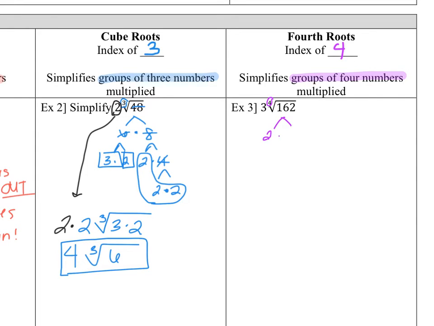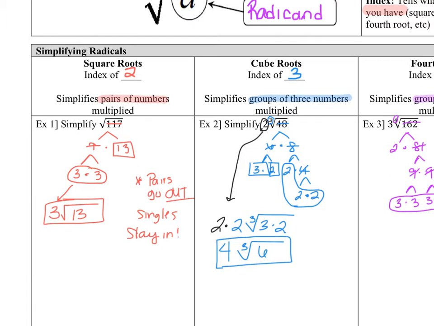Now, I went and divided it by 2 because I knew it was even. So 2 times 81 gives me 162. Then 2 is prime, but 81 I can break down into 9 times 9. Both 9s I can break down into 3 times 3. Okay, now that everything's broken down into primes, we want groups of 4 numbers. So I see there's 4 3s right here. That's a group. Because it's a fourth root, you need groups of 4 things. Cube roots need groups of 3 things, and square roots that don't have an index need groups of 2 things.